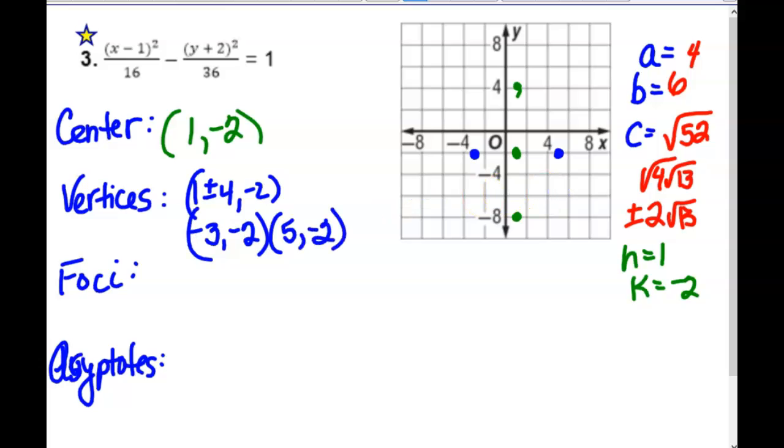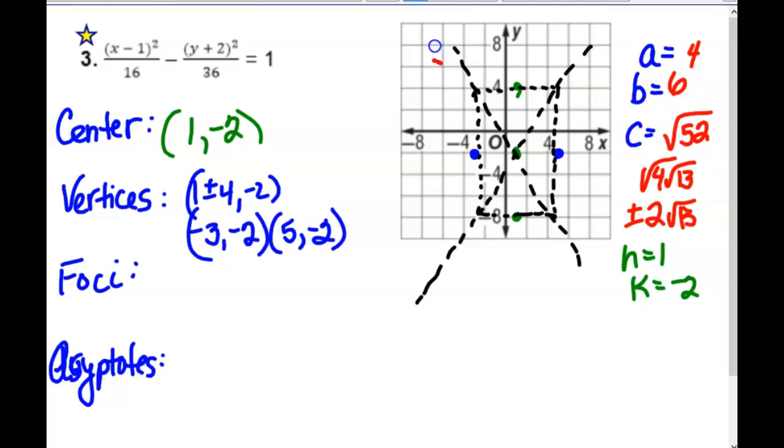All right. Now before I try to draw this, I need to draw the rectangle. And the asymptotes, which have to go through the corners of the rectangle. And then which way was this one opening? So the vertices were lining up horizontally. Right. What about the foci, guys? What's the formula there?